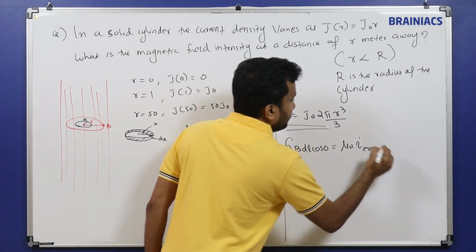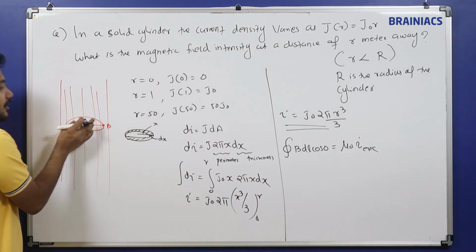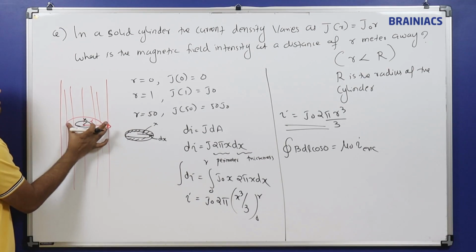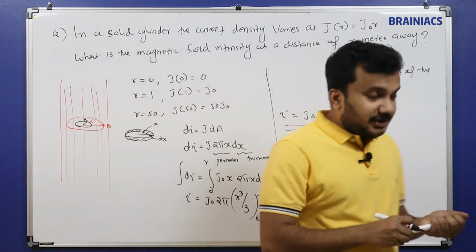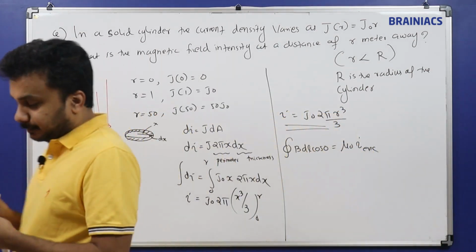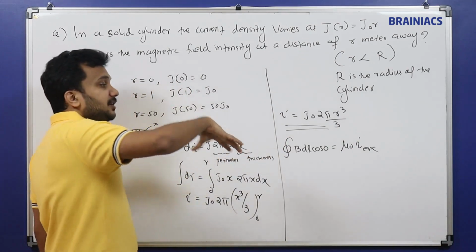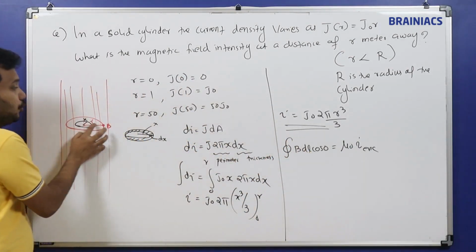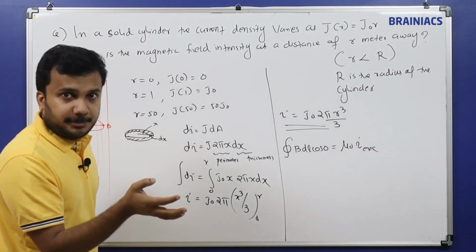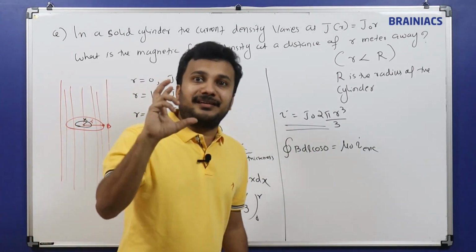Now closed integral B dl cos 0 will be equal to mu 0 times the current enclosed. What will the current be here? This is the current I found, the current within a distance of r, within r meter away. First I held on for some time and thought, how, in order to find the magnetic field using Ampere's law, B dl I know is equal to 2 pi r, because we need to find it at a distance of r meter. But how should I get the current?